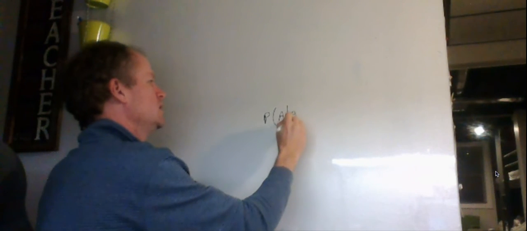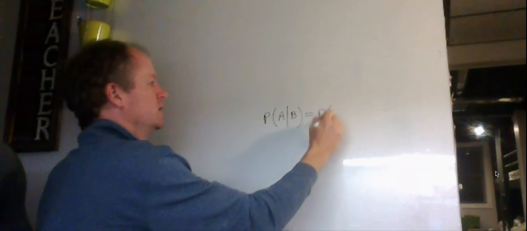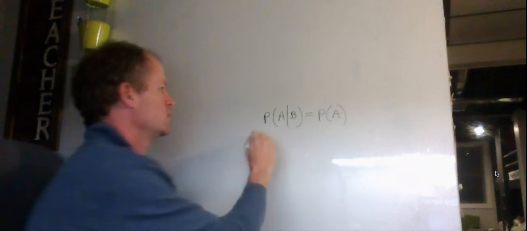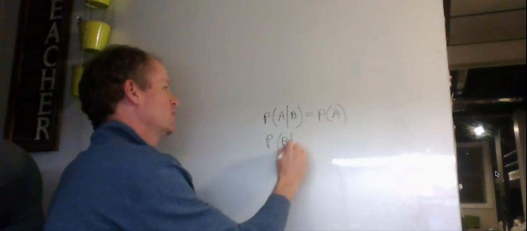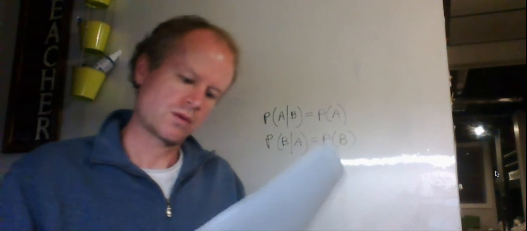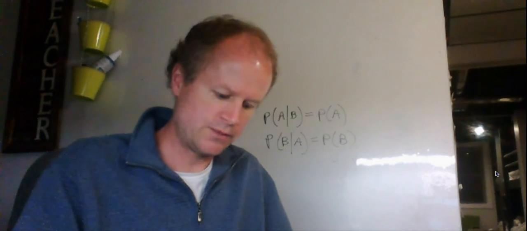I think I put it on the key that I will post. But the probability of A given B is just equal to the probability of A. That's what independence means. And you could write it this way: probability of B given A is equal to probability of B. All right. The next one on there.